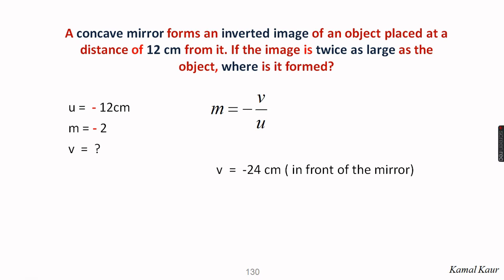But we have to be very careful. While we are inserting the values, we have to remember to insert along with the sign. So u will be negative, and this negative will cancel each other. M is also negative, which will remain. So our answer will come in negative, which is minus 24 centimeter.